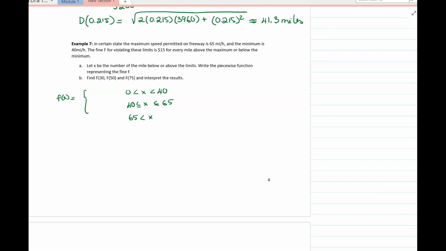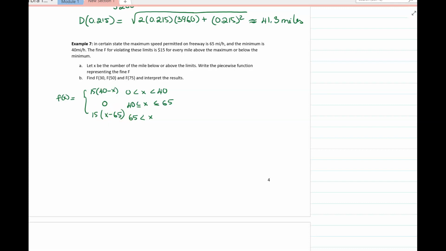Okay, so if you are driving between 0 and 40 miles per hour, so your speed is less than 40, the amount of fine is $15 multiplied by 40 minus x. Now, if you're driving between 40 and 65 miles per hour, then you didn't violate the speed limit, so the fine is 0. If you drive more than 65 miles per hour, then the fine will be 15 times x minus 65.